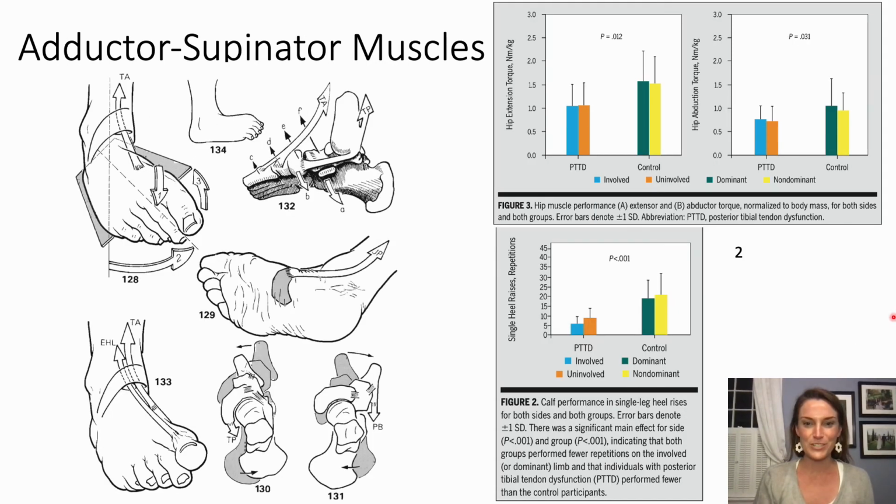The adductor supinator muscles. First, we have the tibialis posterior. It comes in and attaches to the navicular. It's pulling it medially, and it's a powerful adductor. It's producing supination and plays a vital role in supporting the arches. So it's concentrically producing supination and eccentrically controlling pronation.